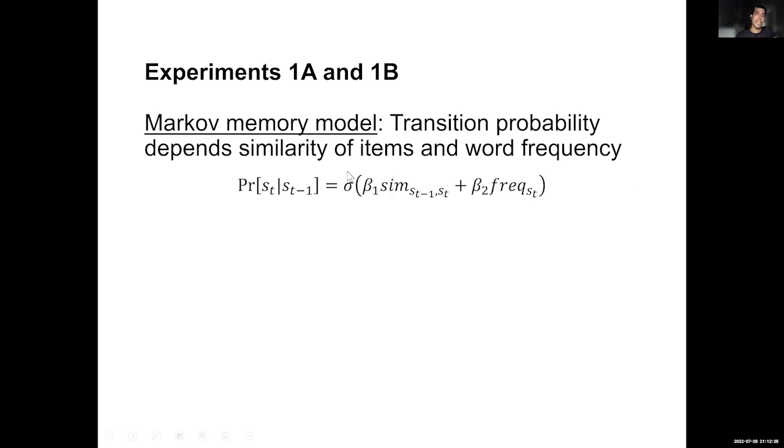Okay, these parameters, beta 1 and beta 2, are going to basically characterize the degree to which human search relies on semantic similarity and word frequency. If beta 1 is really positive, for example, we know that people are transitioning between items in a way that is positively dependent on the similarity of these items. That is, they're transitioning from one item to another similar item.